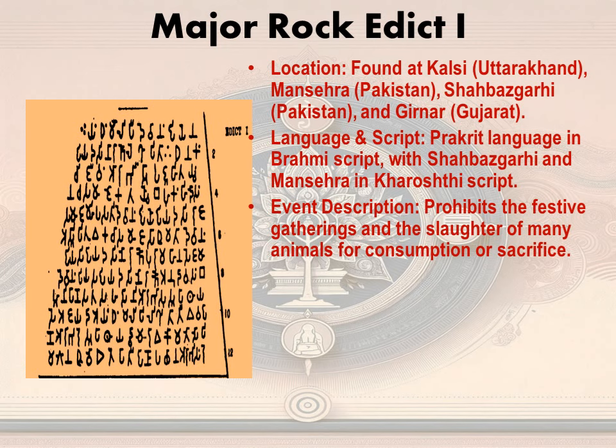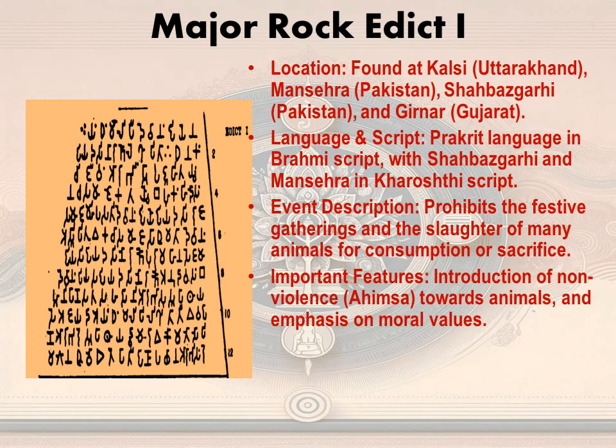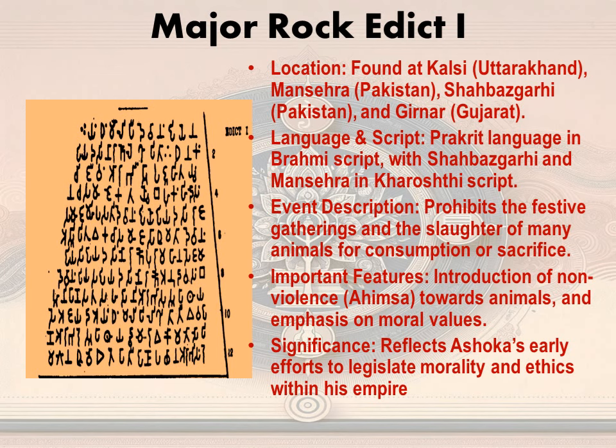So, slaughtering of animals for sacrificial purposes is banned in this rock edict. It introduces the concept of non-violence, which is ahimsa, towards animals and emphasis on moral values. So, ahimsa towards animals and emphasis on moral value is the base concept of this rock edict. It reflects Ashoka's early efforts to legislate morality and ethics within his empire. This is the earliest of the major rock edicts, and it reflects the effort made by Emperor Ashoka to propagate the principles of morality and ethics within his empire.